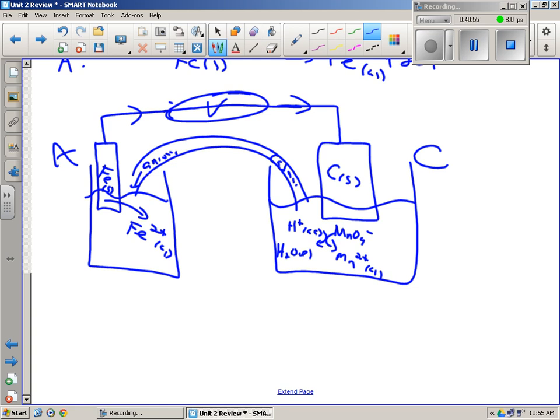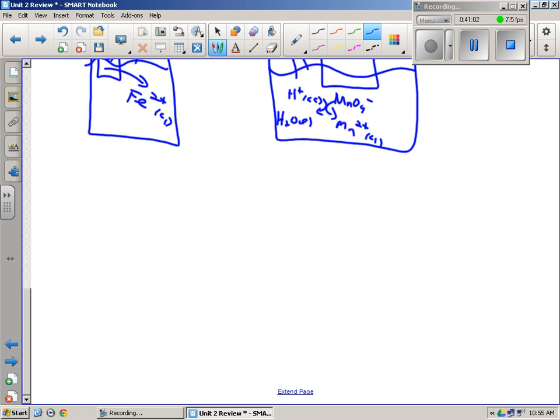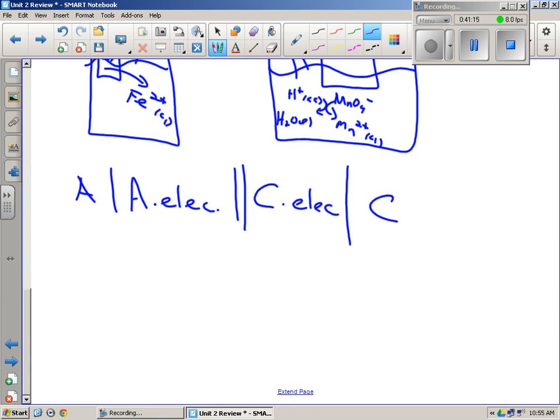Yeah? If you're going to do cell notation, which is the next part here, remember, cell notation always has to be in a specific order. It goes anode, anode electrolyte, salt bridge or boundary, cathode electrolyte, cathode, right? Think of it alphabetically, I guess, in a way. So the solid chunks have to be on the outside part. So it goes anode, anode electrolyte, cathode, right? A to C kind of thing. And like I said, the solid chunks have to be on the outside.